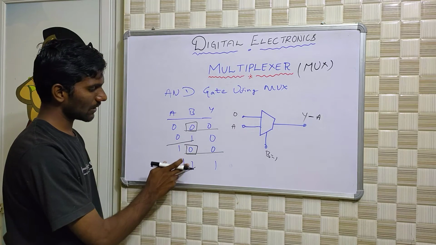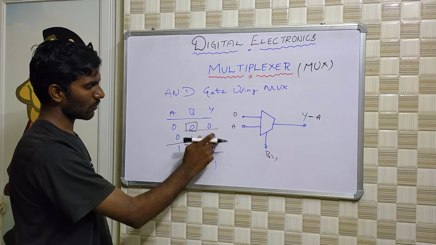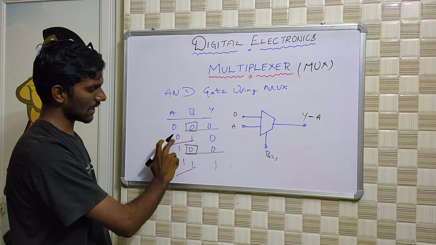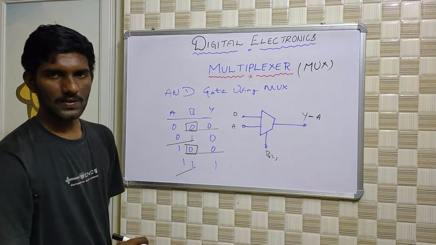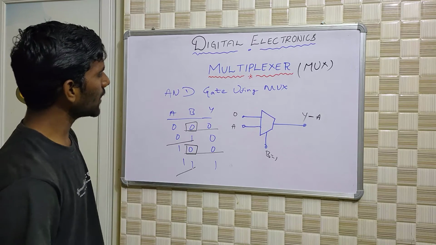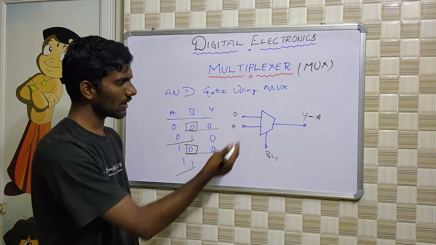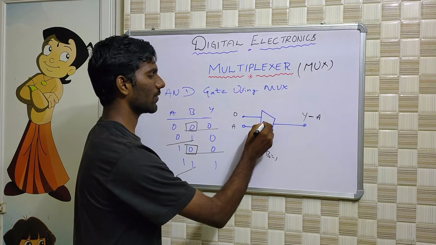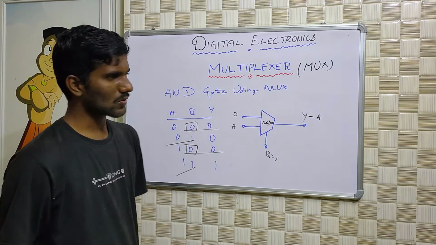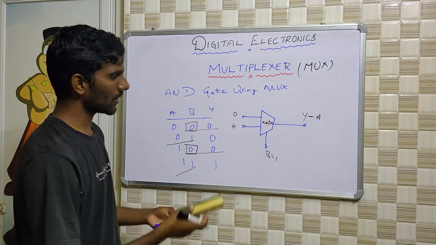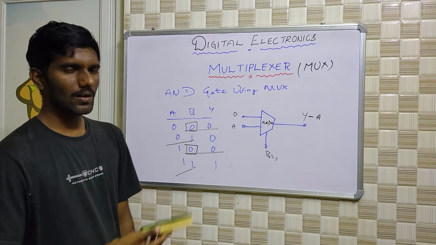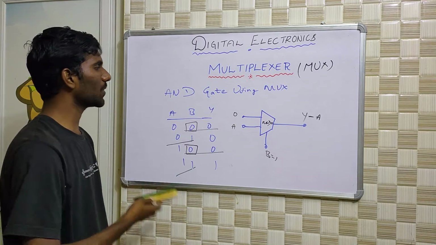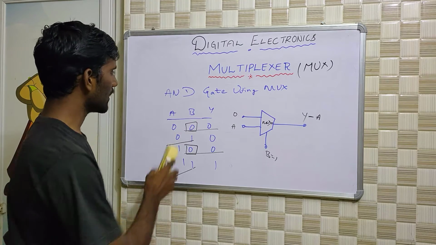Whatever might be the A value, it will reflect on the output. Similarly, here if we take B as 1, the output will be A. Here A is 0, output is also 0. Here A is 1, output is also 1. Then we implemented AND gate successfully by using a 2 by 1 mux, right? Similarly, we can implement any number of input AND gate by using multiplexer. So this is implementing AND gate by using multiplexer.